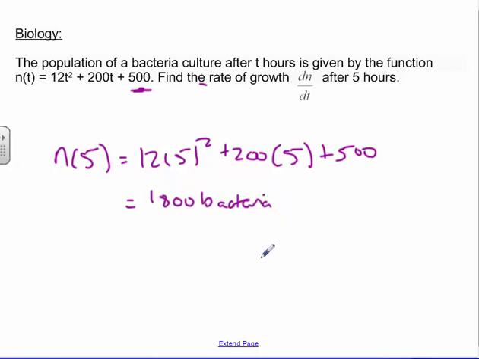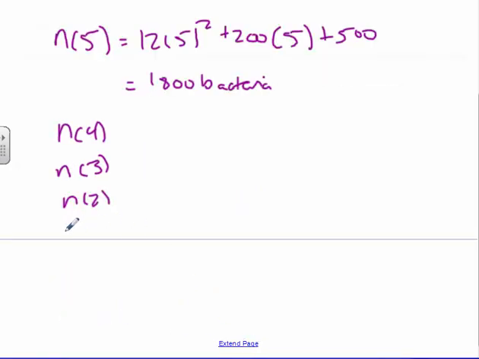But that's not what I'm asking you for. I'm not asking you for how many bacteria you have. I want you to tell me how fast they're growing at this point here. Let me give you a couple of different examples here. What if I did N4, and I did N3, and I did N2, and I did N1, and I did N0, just to make a point. So I'm just going to solve some values here. Hopefully you can do the exact same thing in my calculator, or in your calculators.